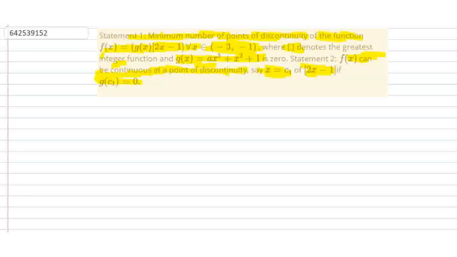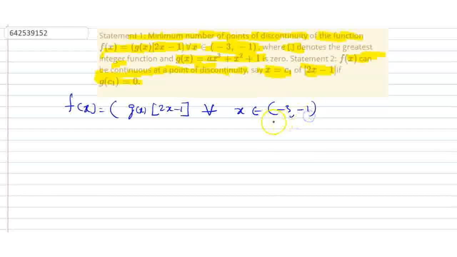The first statement says f(x) is equal to g(x) into the greatest integer of 2x minus 1, for all x belongs to minus 3 to minus 1. For the greatest integer function, minus 3 is excluded here, it is an open interval. So what values are possible? Greatest integer either minus 2, and on the right hand side minus 1 is possible. So x value should lie in between minus 2 to minus 1.